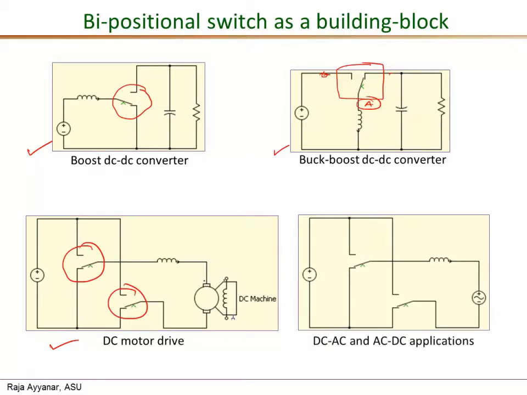And even in DC to AC or AC to DC applications, just by having two bipositional switches, we can interface a DC source to an AC grid, or the power flow can be from the AC grid to the DC source. The main point is this bipositional switch is seen in almost all power converters, and in fact we can even call this bipositional switch the main building block of a majority of the power converters.